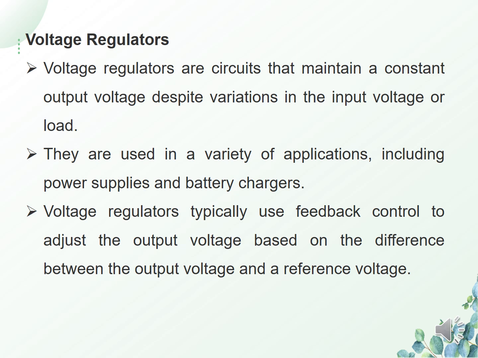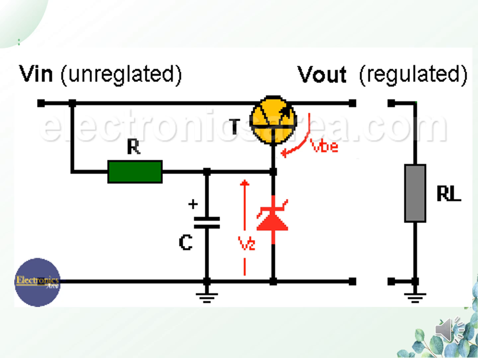And these voltage regulators are used in a variety of applications including power amplifiers, power supplies and battery chargers. These voltage regulators use feedback control, and based upon this feedback, it adjusts the input voltage. So this circuit shows a simple voltage regulator. Even though the input is unregulated or has fluctuations, the voltage across the load will be regulated by the transistors.